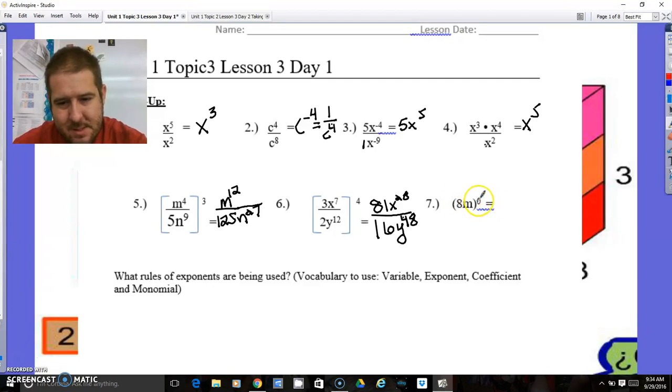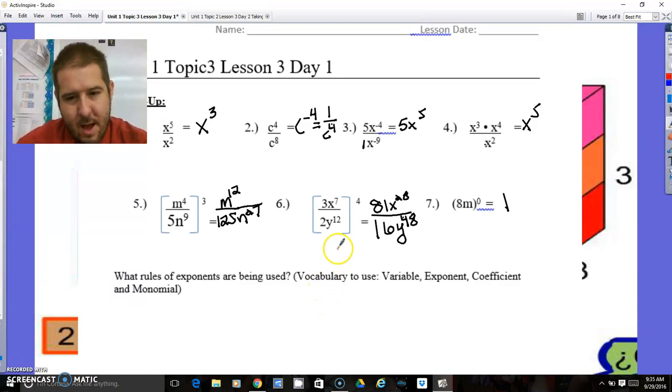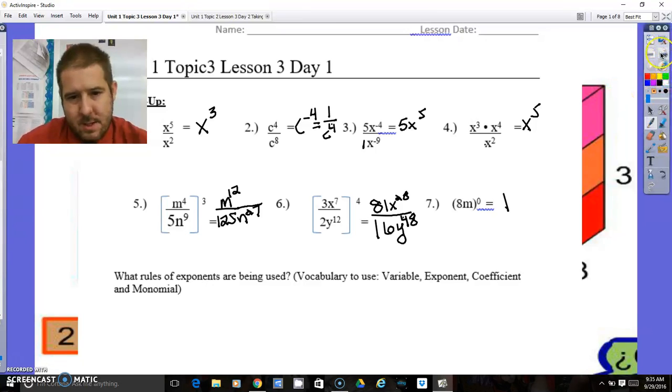I love this one. Anything to the 0th power is 1. All right, we've got all kinds of rules going on here. The quotient rule is about whenever you're dividing things, you have to subtract the exponents. We've also got some power to a power rule, which was on a previous one. And we've got some zero exponent rule there. So we've got a little bit of everything in here, and we've got the product rule right here. Yeah, that's pretty much everything.